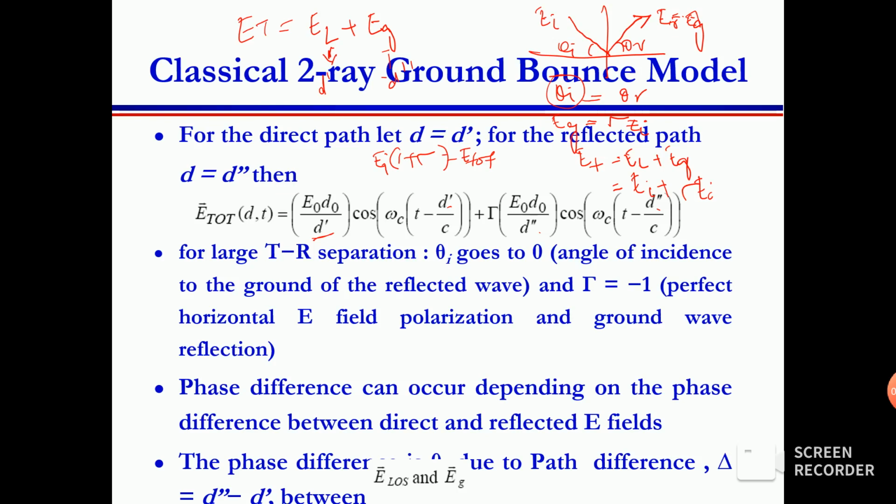That is why we can say the magnitude E total is equal to E LOS plus E G, because the magnitude is almost the same for small theta i. That is, for grazing incidence theta i, the reflected wave is almost equal in magnitude and out of phase with the incident wave. And so this is the total electric field.